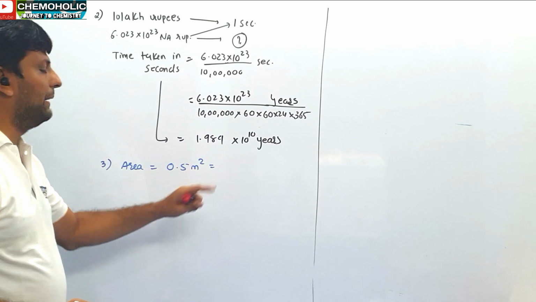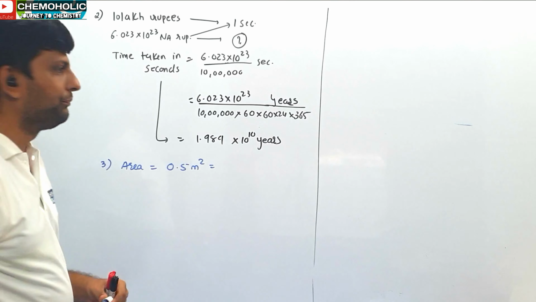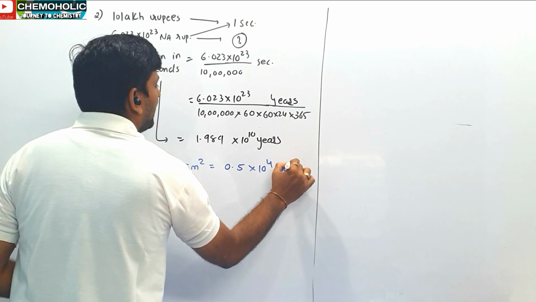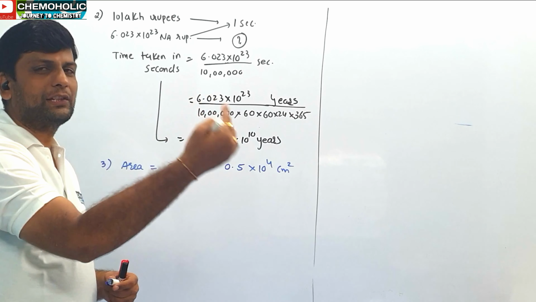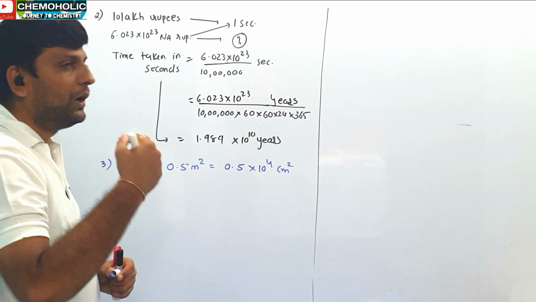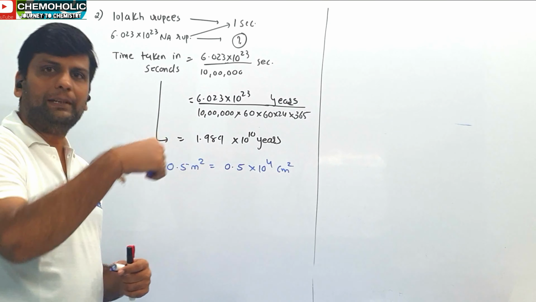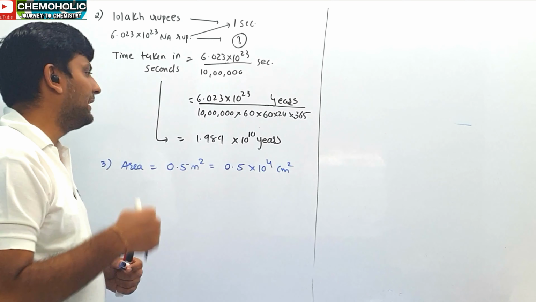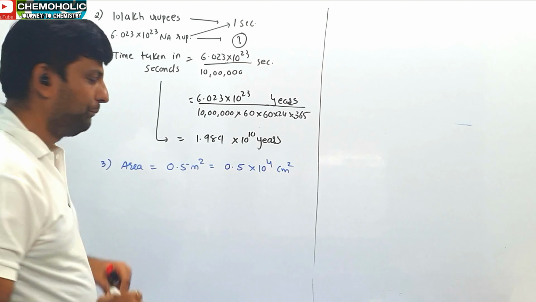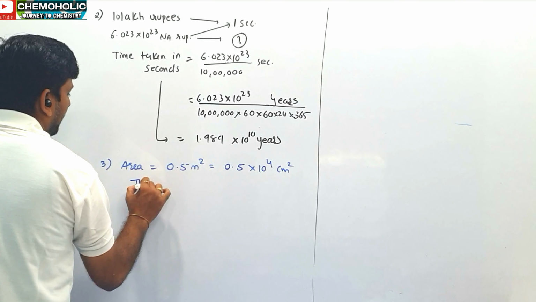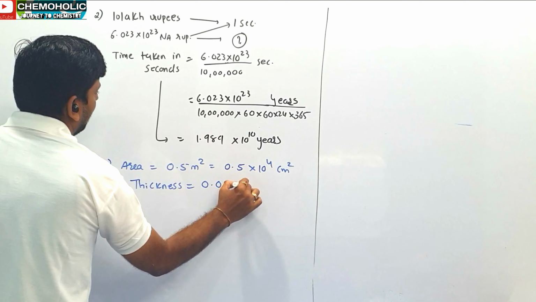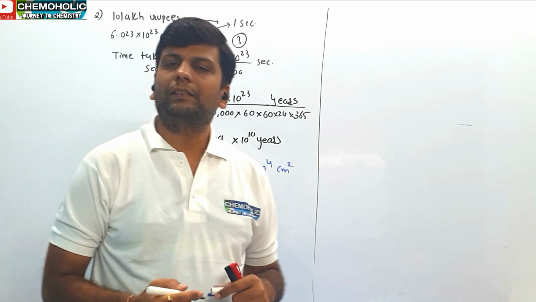So area is 0.5 meter square. Well, convert it into centimeter. If I want to convert into centimeter, it's 0.5 into 10 to the power 4 centimeter square. Because 1 meter is 10 to the power 2 centimeter, but here it is meter square, so it will be 10 to the power 4 centimeter square. Well, this is the area of the plate. Second thing, thickness, it is also given. The thickness of the plate is 0.05 centimeter. Hence, both the units are same.